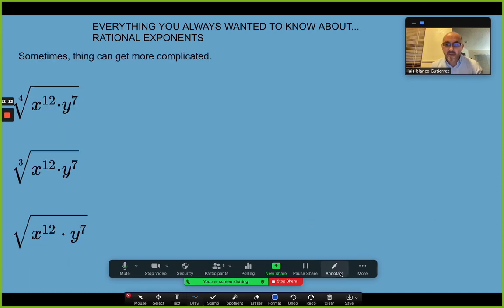Okay, so in the first case, the index is going to be 4, right? So we do 4, 12 over 4 times y to the power of 7 over 4. And we just do the division, right? So 12 over 4 is going to be 3. There is no remainder, so we're lucky. And the next one is going to be y. So the answer is going to be 1. And the remainder is going to be 3.